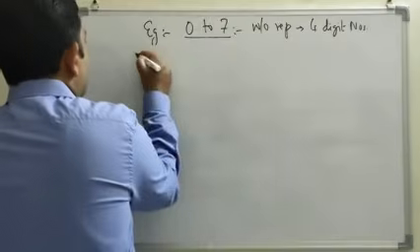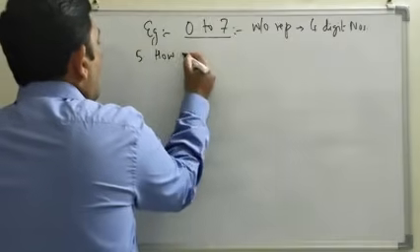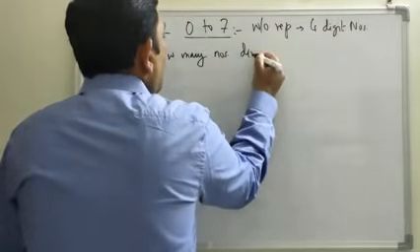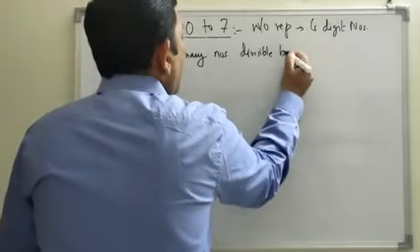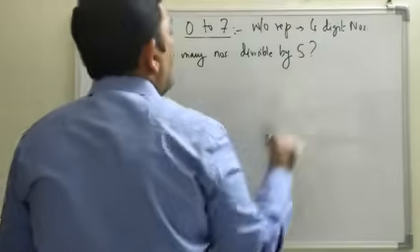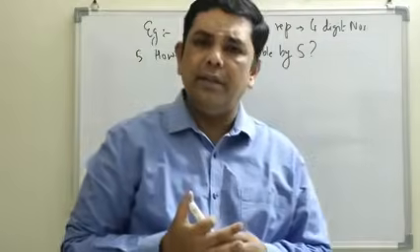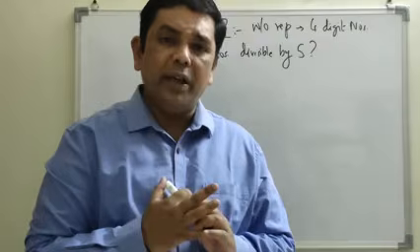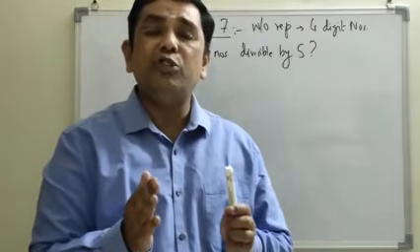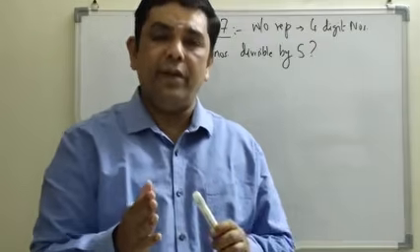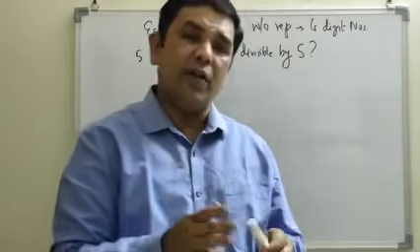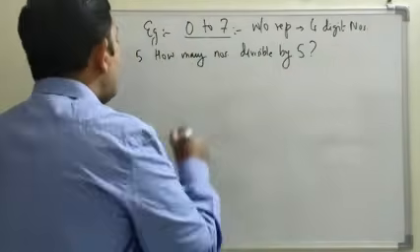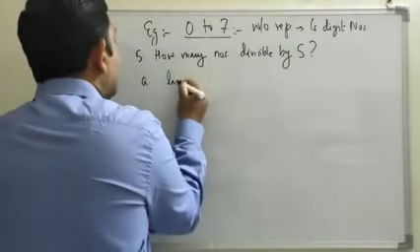So the 5th example. How many numbers divisible by 5? Very simple question. For a number to be divisible by 5, the last digit has to be 0 or 5, right? But 0 cannot occupy the first place from the left. So divide it into 2 parts.